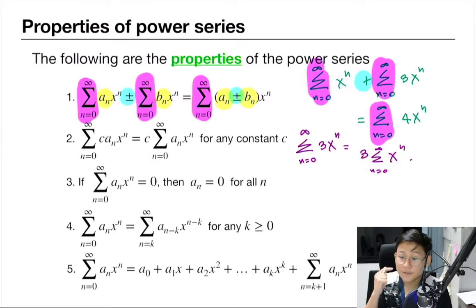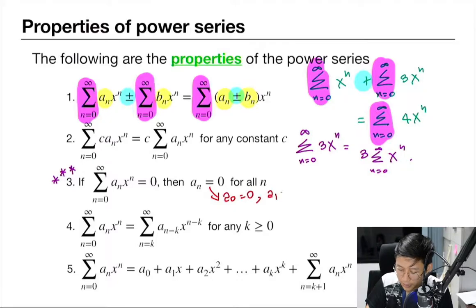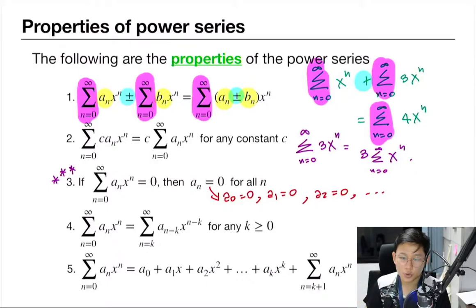Third, this one is very important. You need to know it. Summation n from 0 to infinity an x to the n is 0 if and only if all the a's are 0. Okay, and this just means that a0 is 0, a1 is 0, a2 is 0, and all the a's are 0. So if sum an x to the n is 0, it means that all the coefficients are 0.